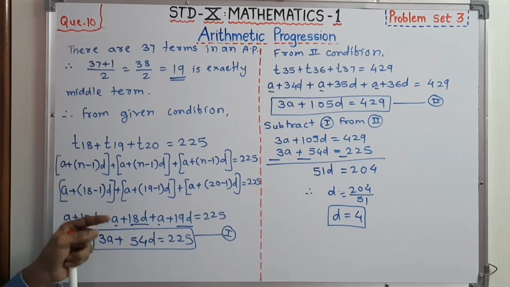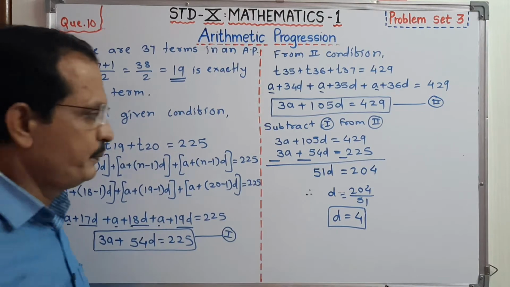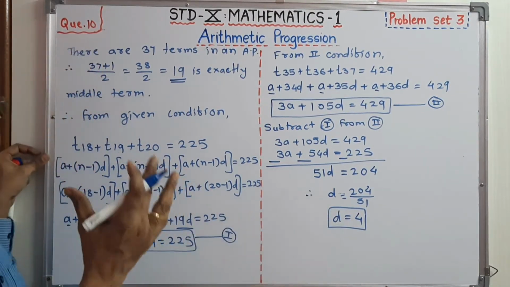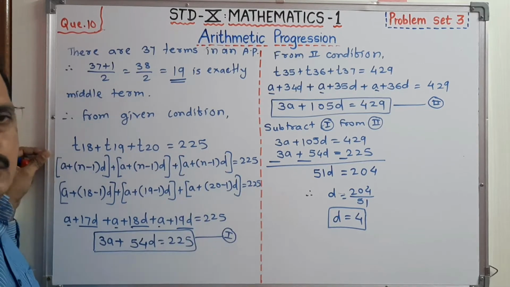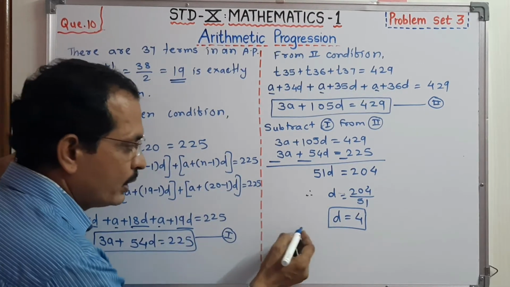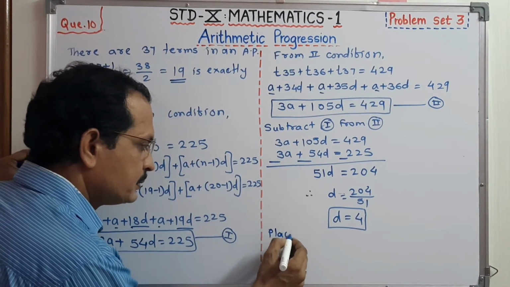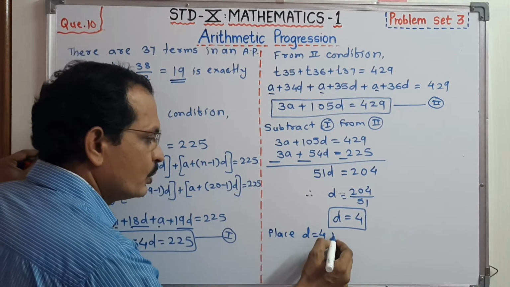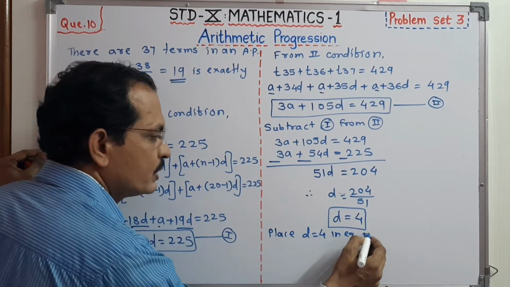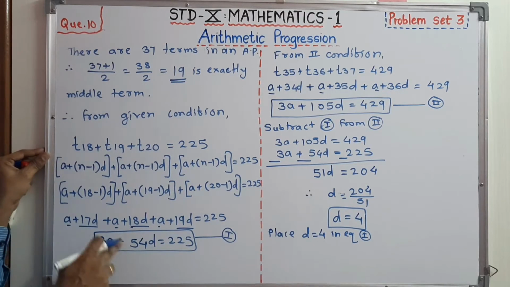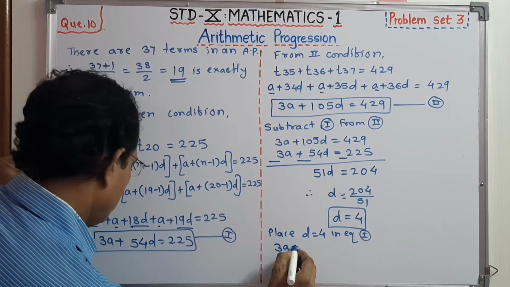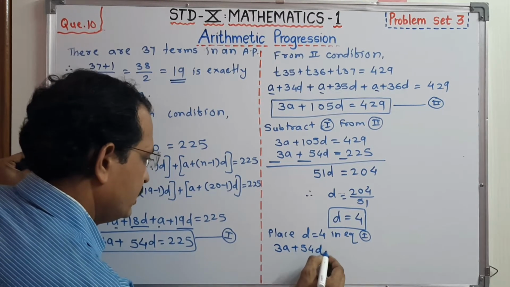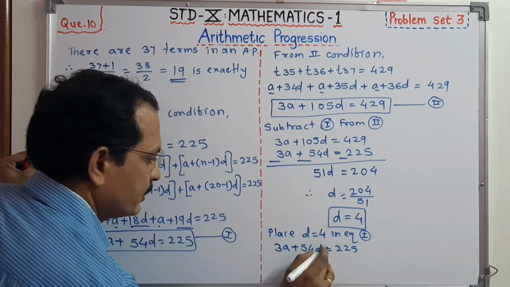Now see here, what we have to find out? We have to find out an AP. For that purpose, we must know the values of a and d. We found out d, now we have to find out a. Therefore place d is equal to 4 in equation first. What is equation first? It is 3a plus 54d is equal to 225.